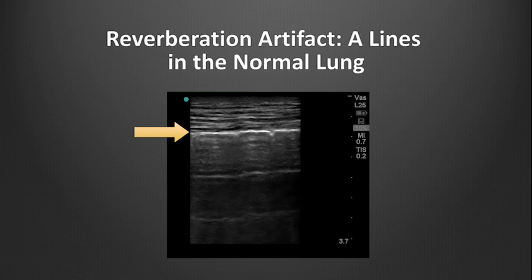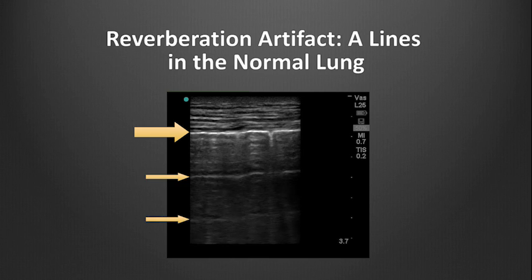The normal pleura is a dense structure that does not allow the ultrasound beams to penetrate well. This results in reverberation artifact as the beams bounce back and forth between the pleura and the lung. The pleura is seen here as a hyperdense white line, shown by the thick arrow, and the reverberation artifacts that occur in the normal lung are called A-lines, shown by the thin arrows.